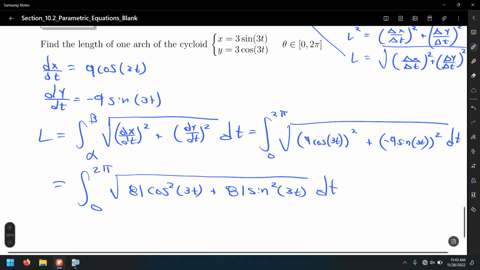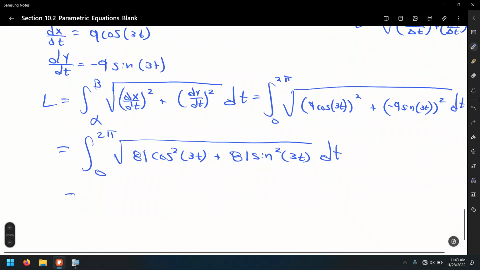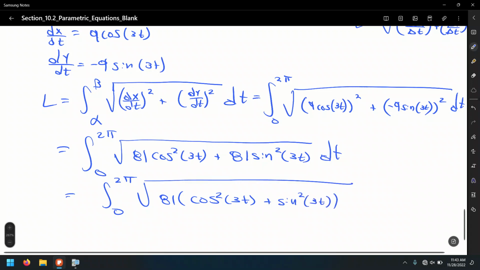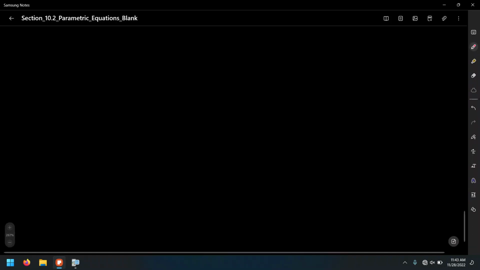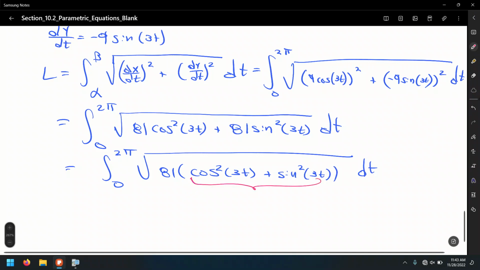We can factor out an 81, and you'll see the magic here. So 81 times cosine squared 3t plus sine squared 3t. Do you notice anything interesting here? What becomes 1? Exactly. That becomes a 1.